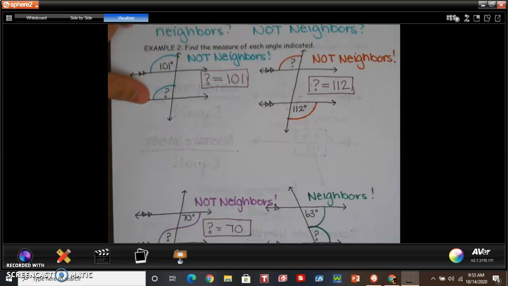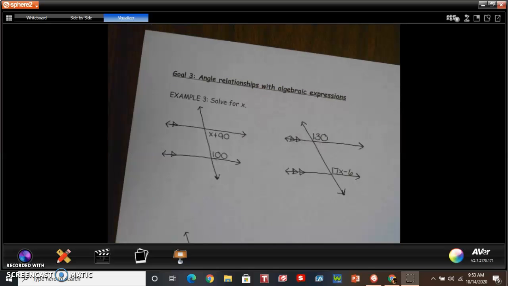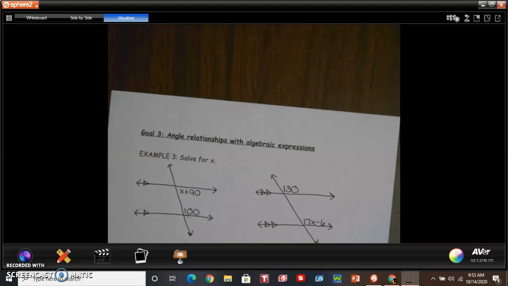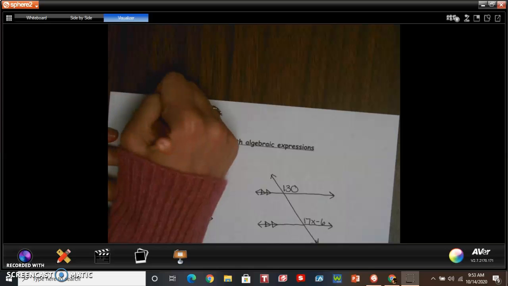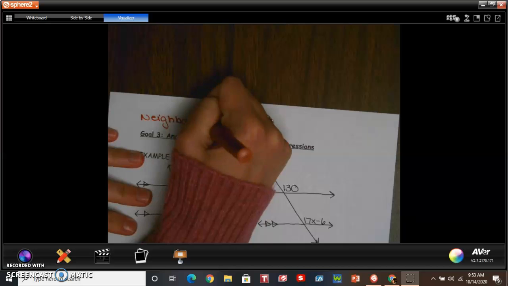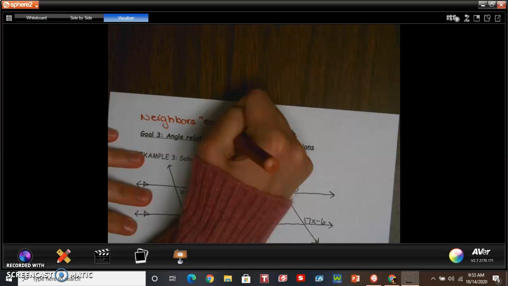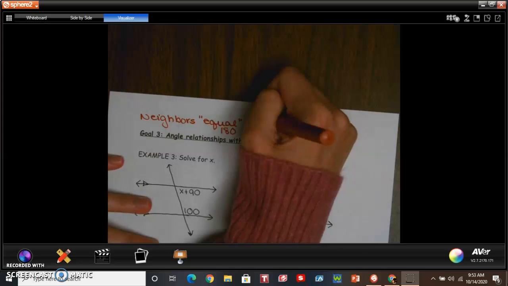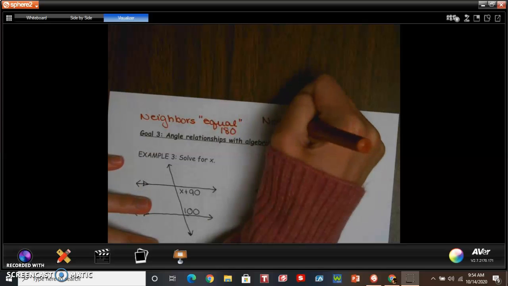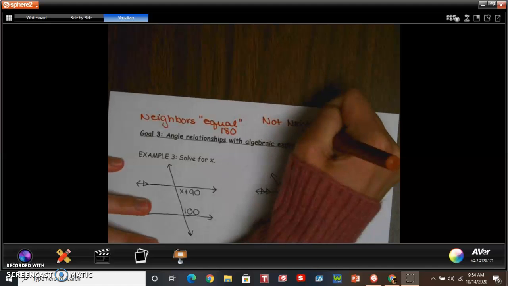Now, let's go ahead and take this a step further and talk about what we're going to do if we're dealing with algebra. The same rule applies, the neighbor, not neighbor rule. Okay? So remember, we're still going to use that rule. If they're neighbors, they're equal to 180. If they're not neighbors, they're just equal.